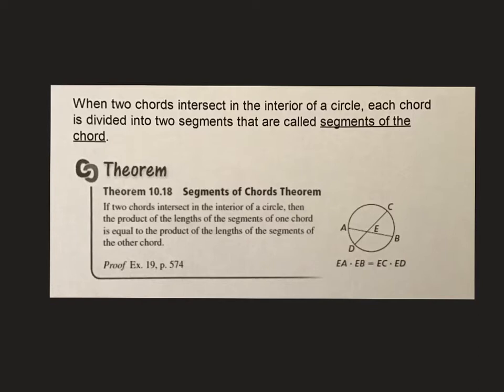So basically, we can take EA and multiply it by EB and then set that equal to EC times ED. So we're just multiplying the parts and setting them equal to each other.